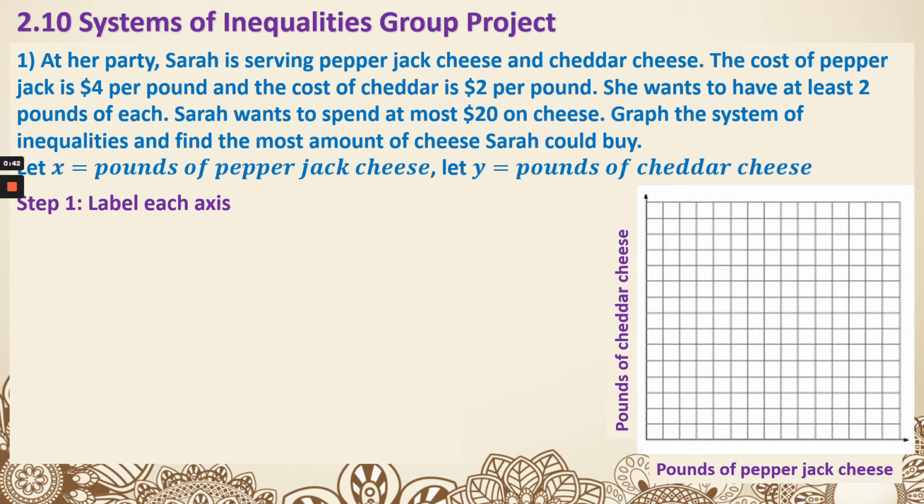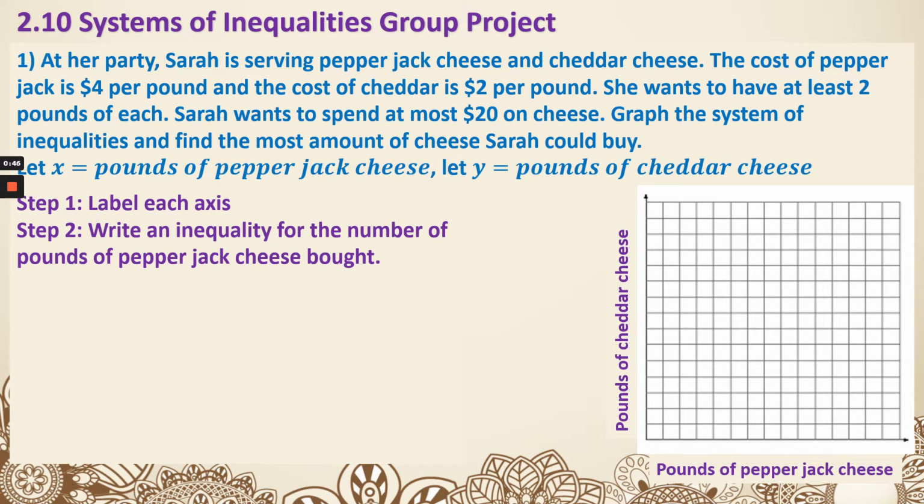Step 1, graph and label each axis. So here's our graph. We actually have the labels. This is our X, so that's the pepper jack, and that's our Y, that's the cheddar.